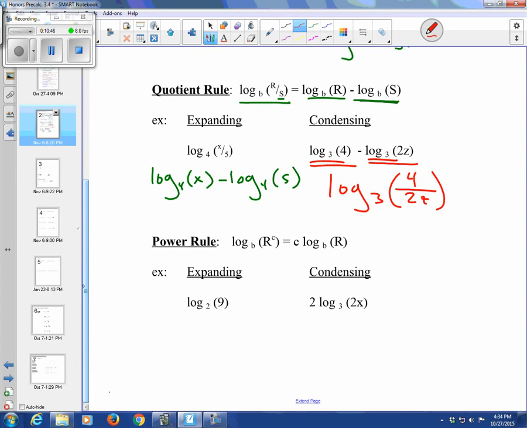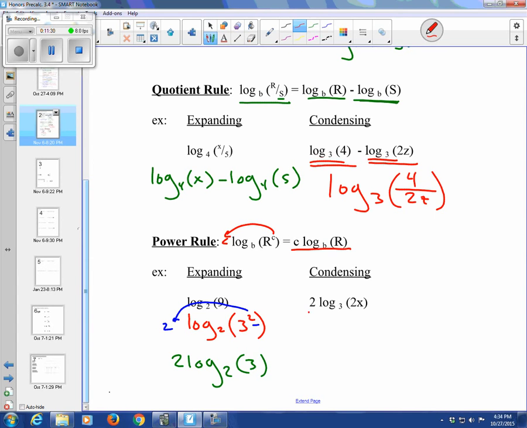Now right here, we've got that power rule that we talked about. Again, a logarithm is an exponent, right? So if I have log base b of r to the c power, I can take that c that I'm raising r to inside the logarithm and represent it as a multiplication of c out front, which is what I'm seeing right here. So if I've got log base 2 of 9, I could represent 9 as 3 squared, and then that exponent inside my log base 2 can be taken out front and made multiplication such that I have 2 log base 2 of 3.